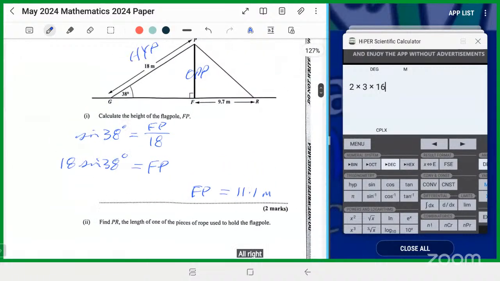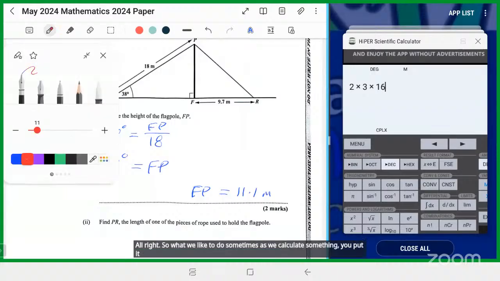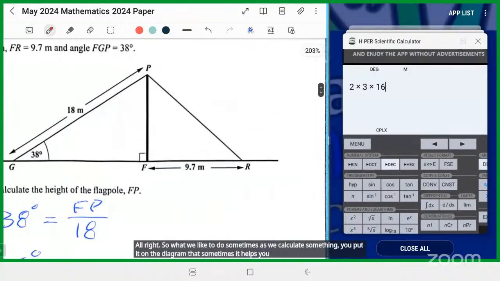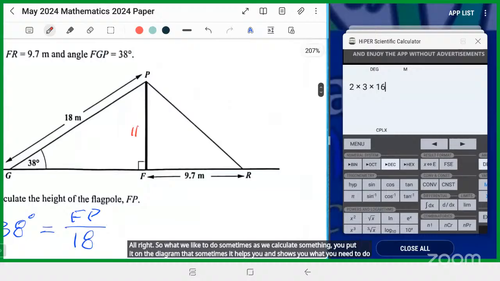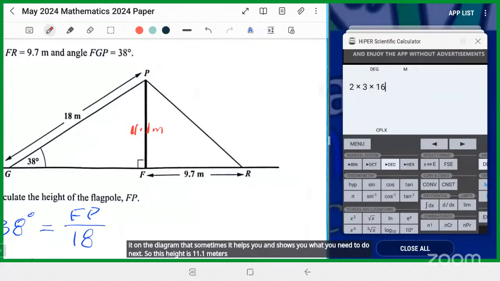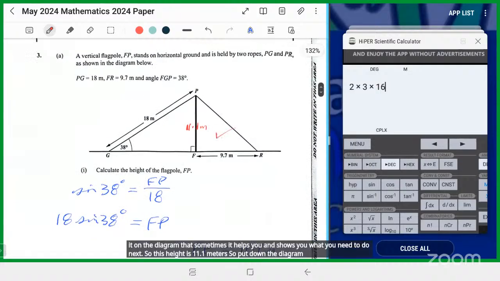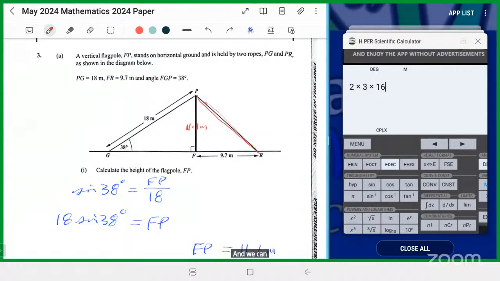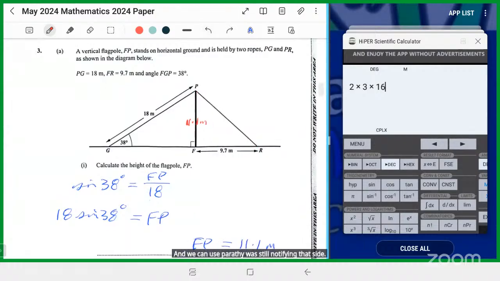So what we like to do sometimes, as you calculate something, you put it on the diagram, because sometimes it helps you and shows you what you need to do next. So this height is 11.1 meters. So put it on the diagram. So we know that in this triangle now we have 2 sides, and we can use Pythagoras' theorem now to find that side. Because that's a right angle triangle now.